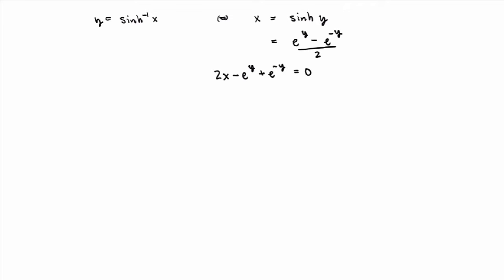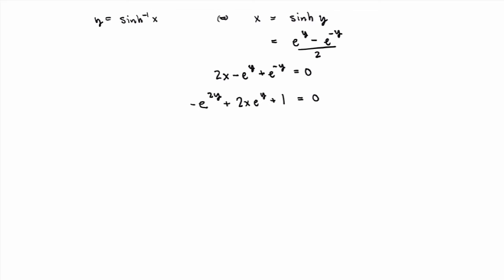So if y is equal to inverse hyperbolic sine of x, then x is equal to hyperbolic sine of y. Okay, so I want to find an expression in terms of logs, so I may want here to rewrite this in terms of exponentials. So hyperbolic sine of y is e to the y minus e to the minus y over 2. Right, so just rewriting this expression here, I get that 2x minus e to the y plus e to the minus y is equal to 0. All right, now let me multiply this expression by e to the y. What will I get? I'll get minus e to the 2y plus 2x times e to the y plus 1, which is equal to 0.